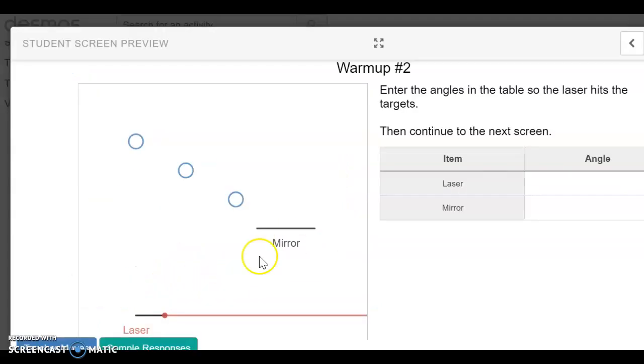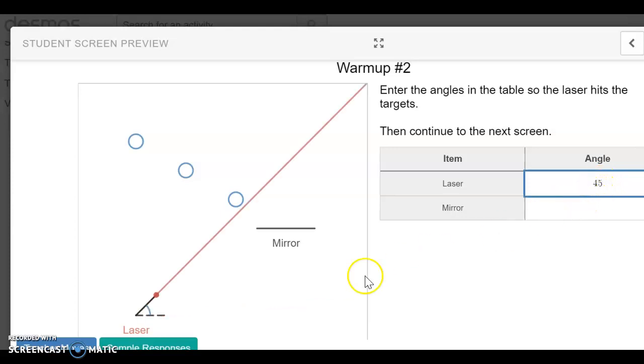So let's try that to start. So the laser, we said it was about 45. It looks like that's too high. So I want to lower that angle. So maybe around 30.